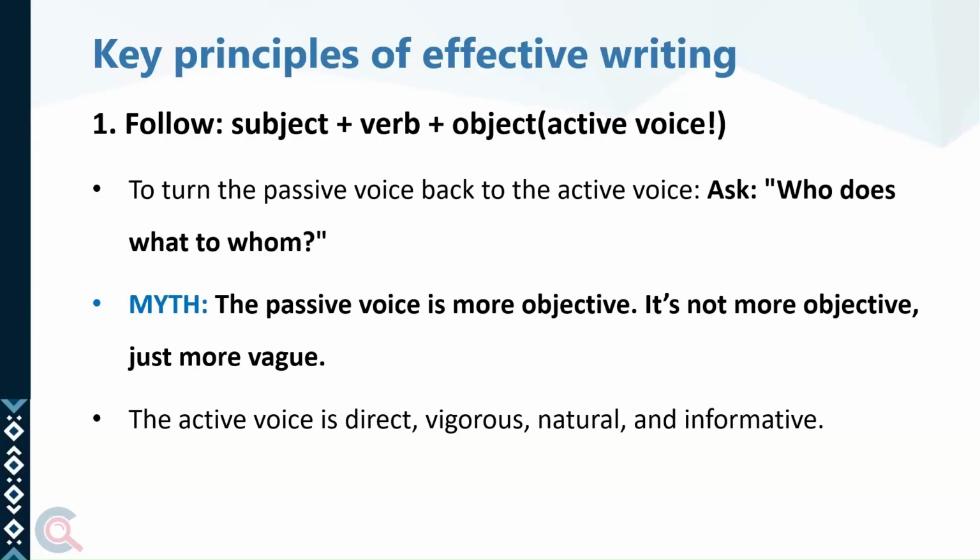One of the myths that is known is that passive voice is more objective. On the other hand, it is not more objective. A passive voice is more vague. That is why it is recommended to use the active voice in scientific writing, because the active voice is direct, it is natural, it is informative, it is straight to the point.